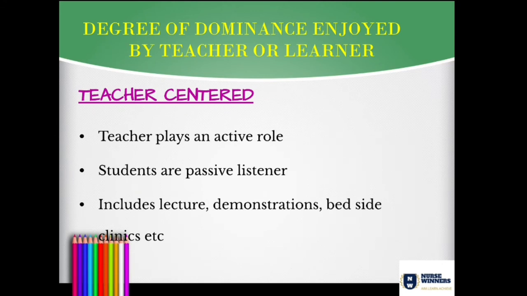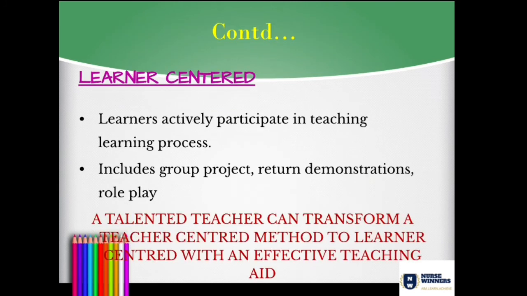Next category of classification is degree of dominance enjoyed by teacher or learner. That is, whether a teacher wants a session wherein she should be dominant or else the learner needs to be dominant. If the teacher is dominant, that type of learning is called teacher centered, and if it is a learner dominated class, it is learner centered. In teacher centered, teachers will play an active role and the students will be just listeners. Just now we have seen the example of lecture method, wherein the teacher is quite active and the students are just passive learners. That is teacher centered.